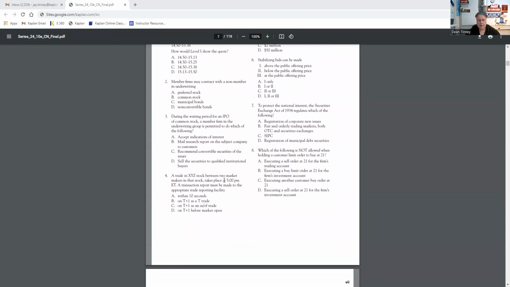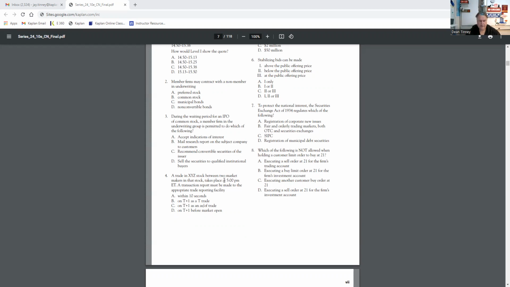During the waiting period for an initial public offering of common stock, a member firm in the underwriting group is permitted to do which of the following? So we're asking about the cooling off period, and what you can do during the cooling off period, which is a minimum of 20 days: accept indications of interest. The answer is A. You should definitely know the indications of interest are non-binding on all parties. You should definitely know that.